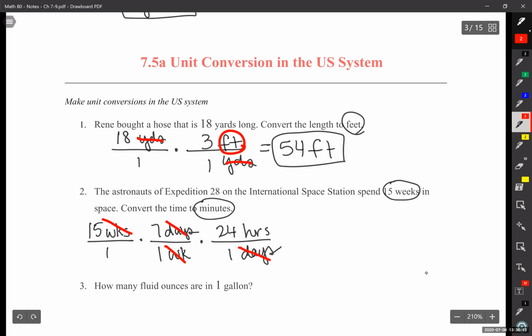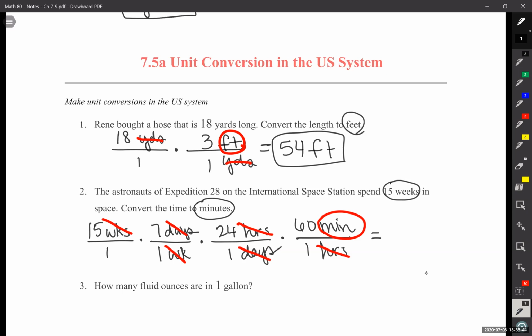Days cross off with days. Hours, I don't want hours, so I need another fraction with hours in the bottom. And this time I can convert from hours to minutes by saying there's 60 minutes in 1 hour. So finally I can cross off my hours, and the only units that are left in this problem is minutes. All the denominators are 1, so I don't need to worry about reducing anything in this problem. All I have to do is go across the top and do 15 times 7 times 24 times 60.